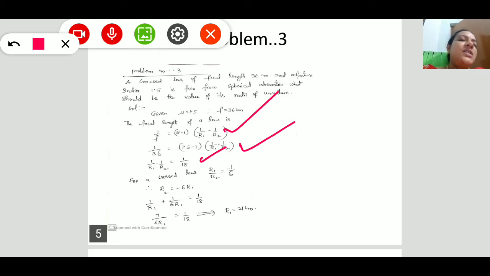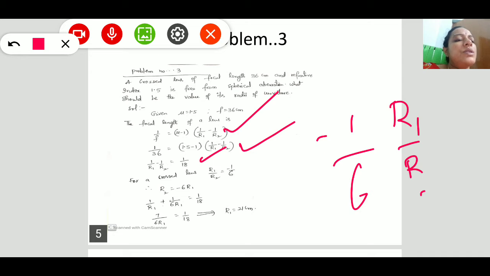Here for a crossed lens, we know that the ratio between the radii of curvature must be equal to minus 1 by 6. That is r1 by r2 is equal to minus 1 by 6. If the lens satisfies this condition, we call it a crossed lens. So by this we can write r2 is equal to minus 6r1.